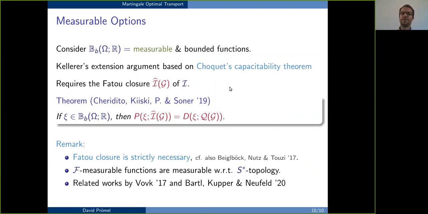And this requires us to use another closure of the hedges. So we take a Fatou closure of the hedging strategies we just have defined, and then we can apply Choquet's capacity theory in order to get the pricing-hedging duality, or martingale optimal transport duality, for all measurable and bounded options xi. And again, as before, this Fatou closure is strictly necessary, as one can come up with counterexamples showing that there is a duality gap if this Fatou closure is not taken.